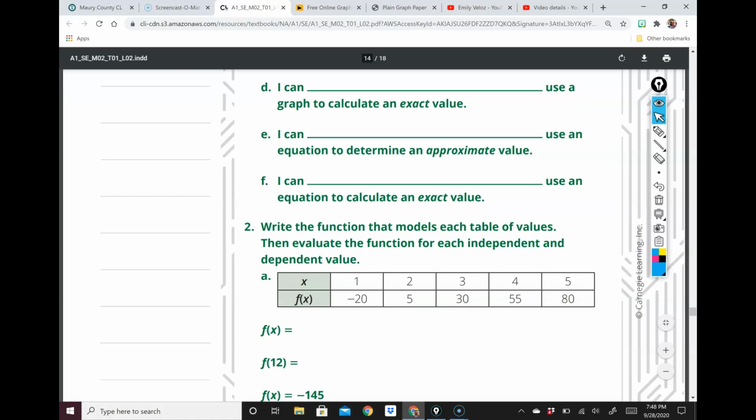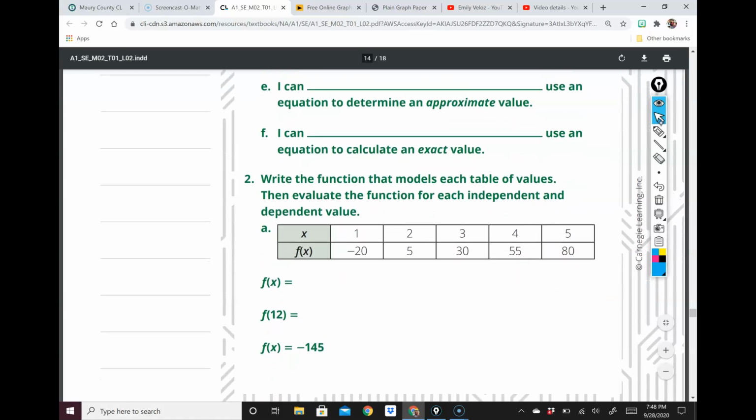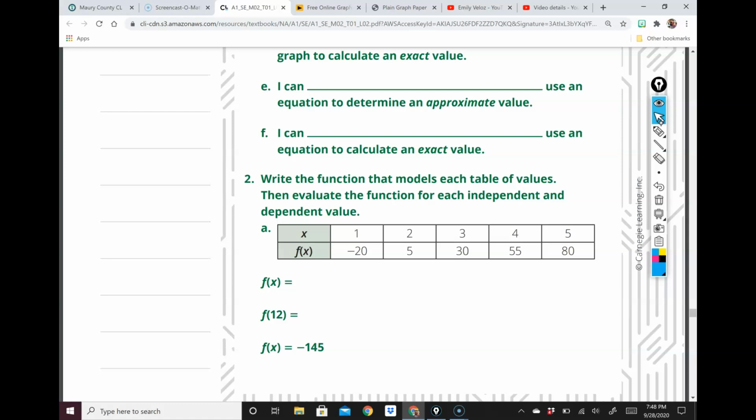Number 2, write the function that models each table of values, then evaluate the function for each independent and dependent value. So first I need the function, so let's calculate the slope. I've got 5 minus negative 20, which gives me 25, and it looks like I'm increasing by 1. So my slope is going to be 25x, and then I've got to figure out where it's going to cross the y-intercept.